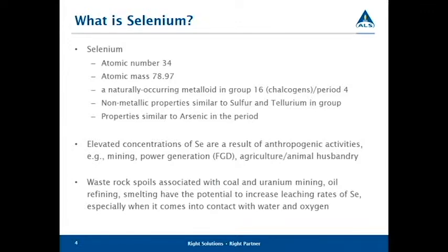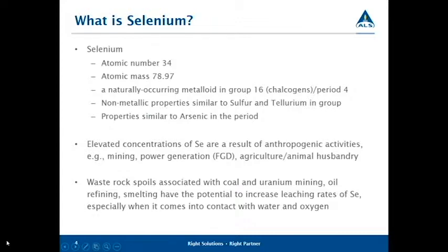So selenium is a naturally occurring metalloid, often found in metal sulfide ores. And being a metalloid, it exhibits both non-metallic and metallic properties. This is one of the reasons why it's so complicated analytically. It's in group 16 and period 4 of the periodic table, and it has similar properties to elements above, below, and also either side of it. So sulfur and tellurium, as well as arsenic, have very similar properties to selenium.